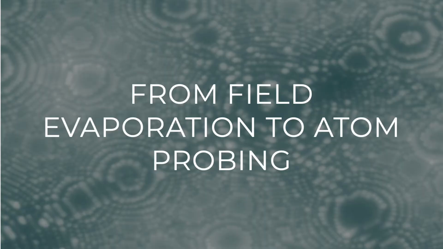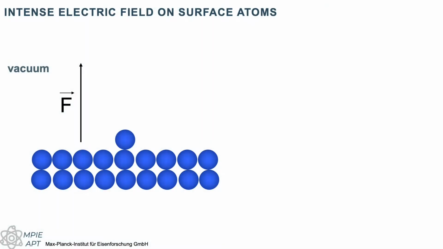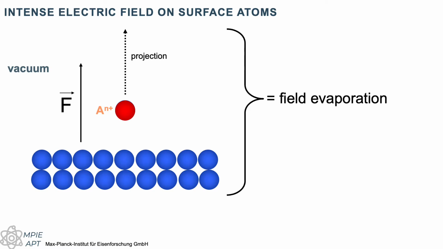So how does this work? What is field evaporation? As I have mentioned briefly, field evaporation is the removal of the surface atoms under the influence of this strong field. So the atoms are going to be repelled and transform into ions as they go. And because we now have an ion in an electric field, it's going to be accelerated away, projected away from the surface. This transition from a surface atom into an ion is the field evaporation process.